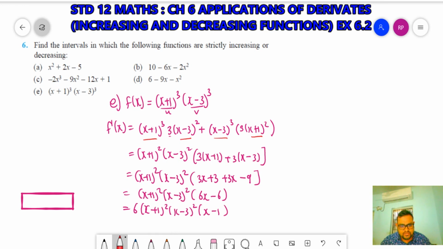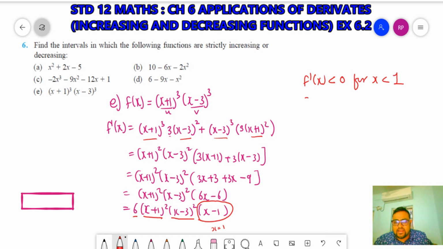Now see here, 6 is greater than 0, positive. x plus 1 whole square cannot be negative, so positive. x minus 3 whole square is positive, so it cannot be negative. So we only need to check about x minus 1. x minus 1 equal to 0 implies x equal to 1. So f dash x is less than 0 for x less than 1, and f dash x is greater than 0 for x greater than 1.